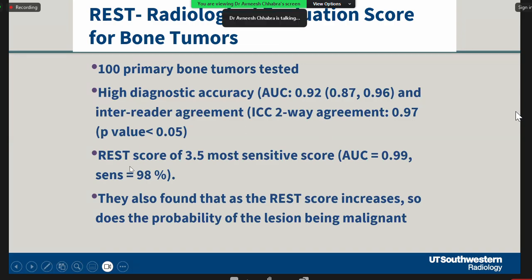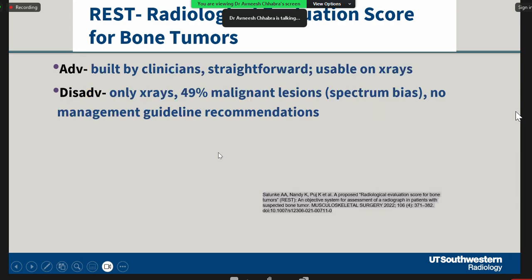It was found that a REST score of 3.5 was the most sensitive. And they also found that as the REST score increases, it goes from 3 to 5 to 6, so does the probability of the lesion being malignant. So I think if you were to use something on X-rays, I like this score a lot. But the issue is that they only used X-rays, so it's only for X-rays.